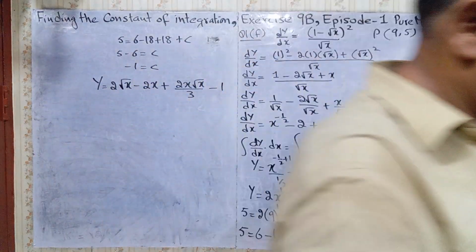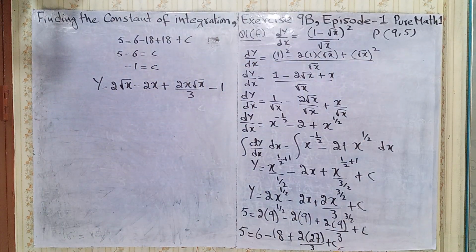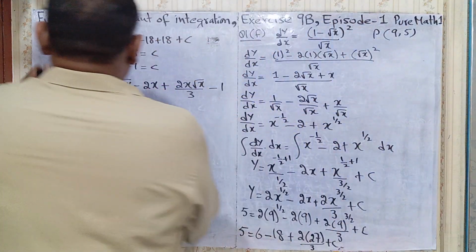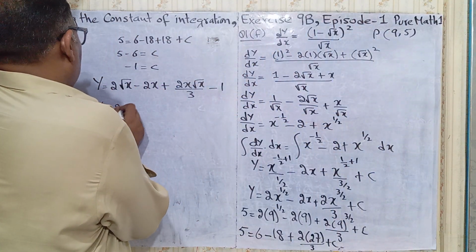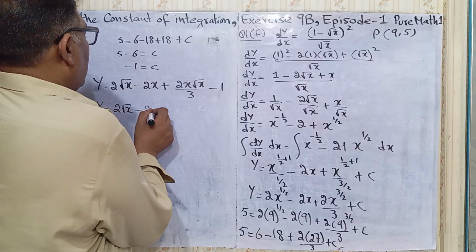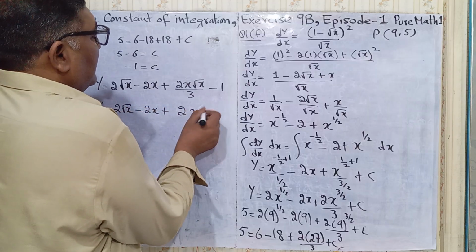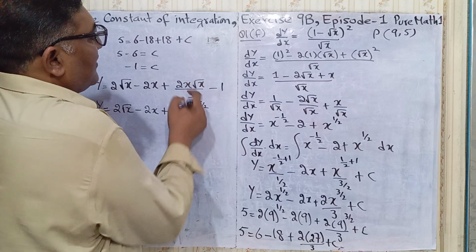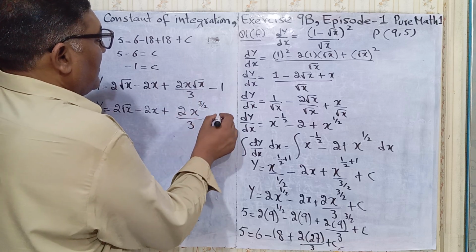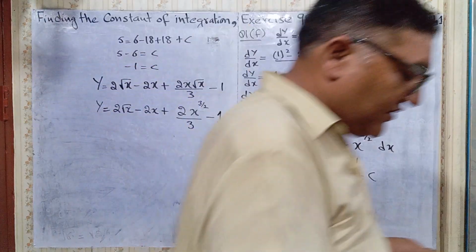So let me check what the answer is, sir. They have written 2 under root x minus 2x plus 2/3 x raised to power 3/2 minus 1. The answer is right. They have written it in this form, not like this. They have written the 3/2 power, then minus 1. So they have written the answer like this.